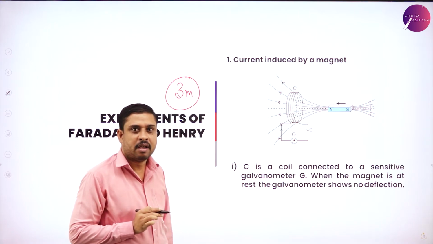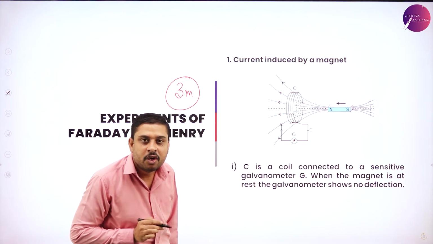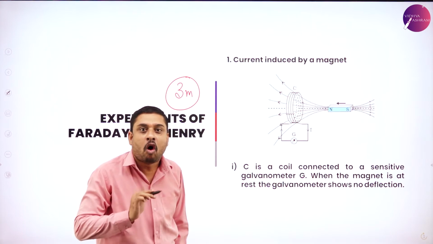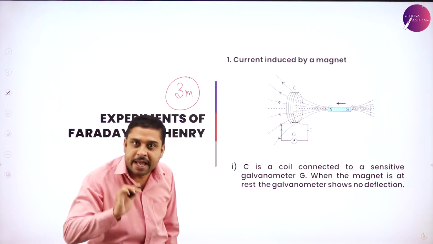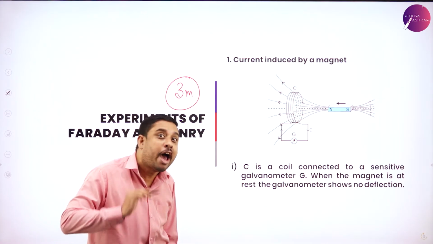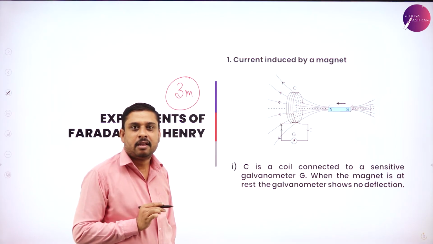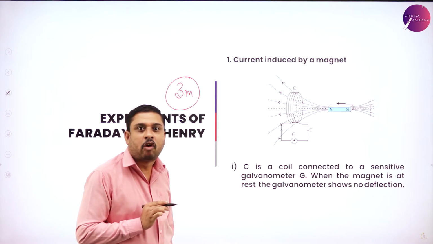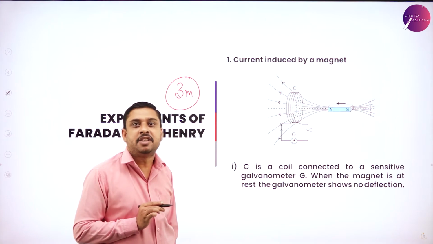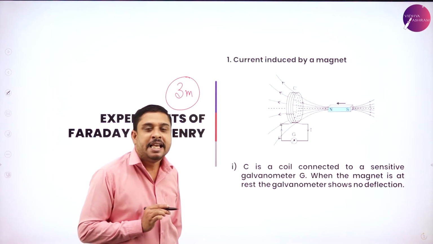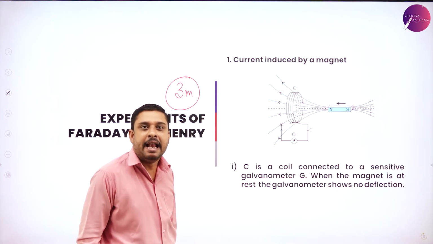Many a times asked in the examination. 2 experiments. The first is called Coil magnet experiment, and the second one is called Coil experiment. The Coil magnet experiment and the Coil experiment, which will demonstrate the phenomenon of EMI, electromagnetic induction.